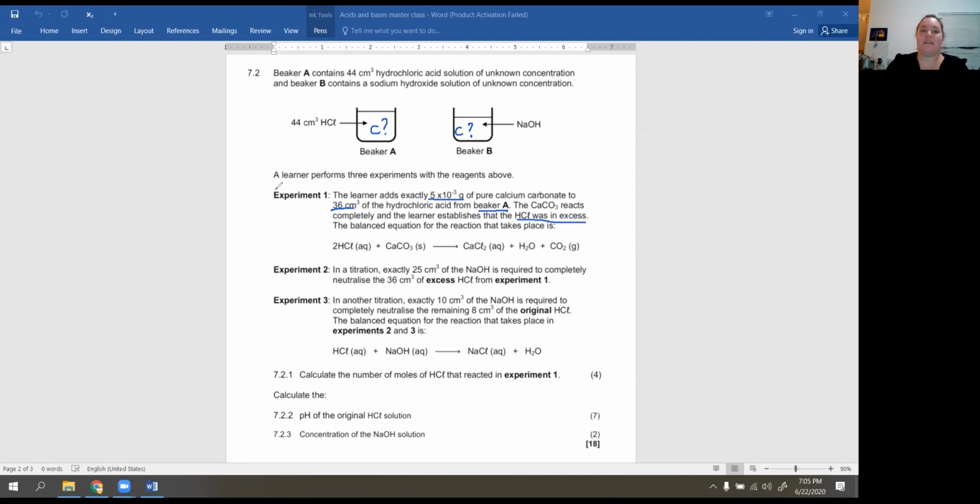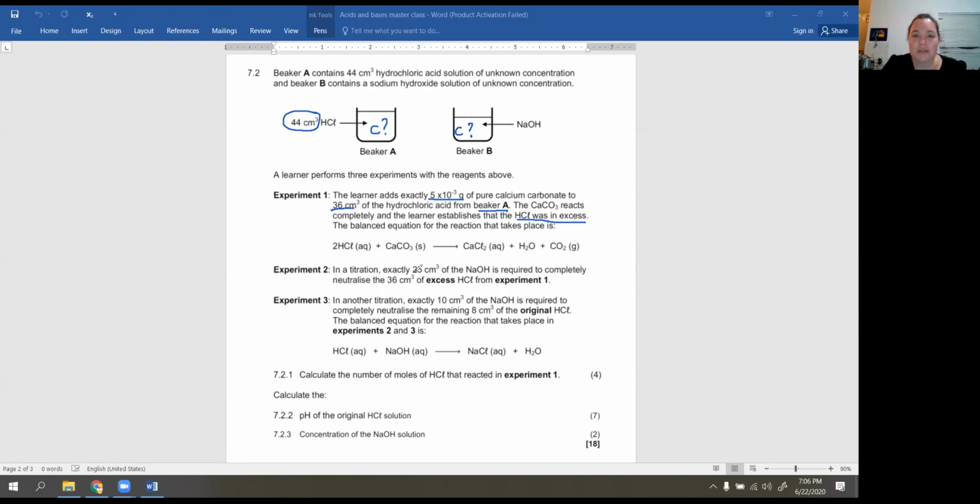Okay, so that is experiment number 1, where we take 36 centimeters cubed. You'll notice we start with 44 centimeters cubed, which means we are not using all of the HCl in beaker A. So we don't know its concentration, and all that we know is that there's more of it than we need. I warned you this question was one that kind of blew everyone's minds. Okay, it's one of those delightful questions.